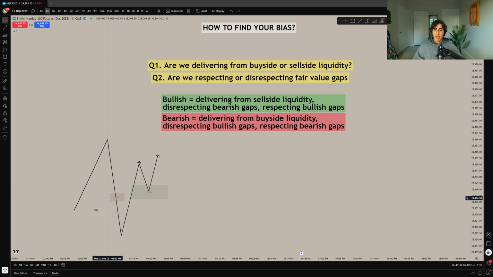And again, disrespecting gaps is just when we get a body closure above a bearish gap, and then respecting gaps is just when we wick it and then we trade away from it. So if that is the case, and then we have a clear draw on liquidity higher, the market's most likely going to trade higher, and that's a bullish bias.